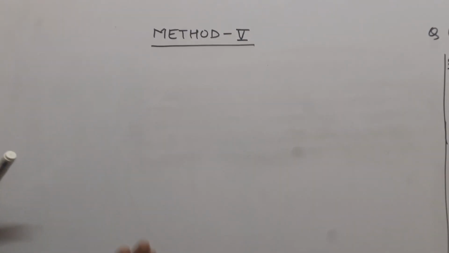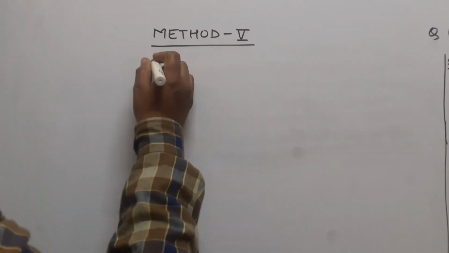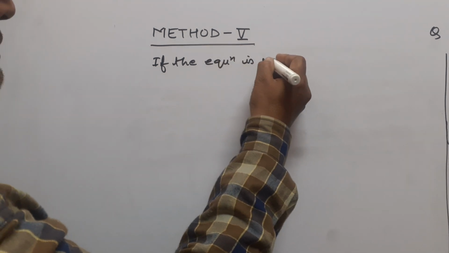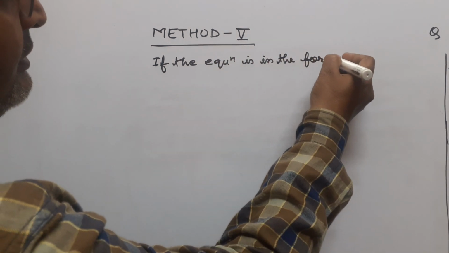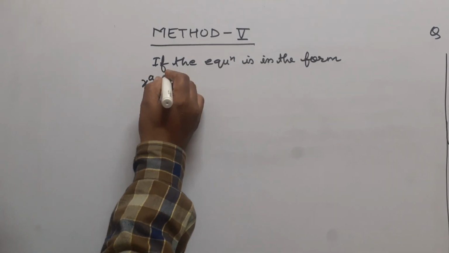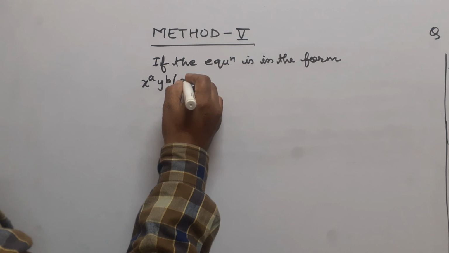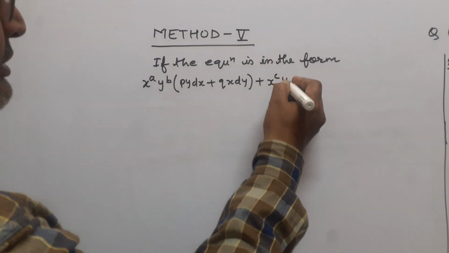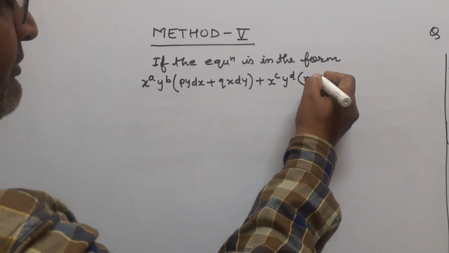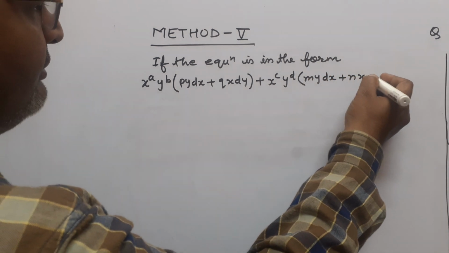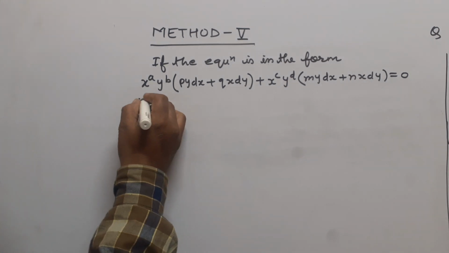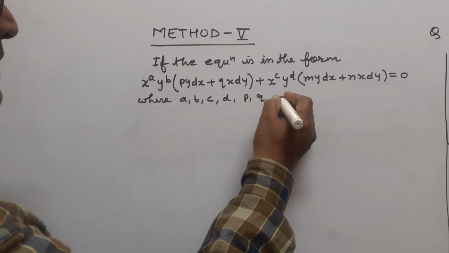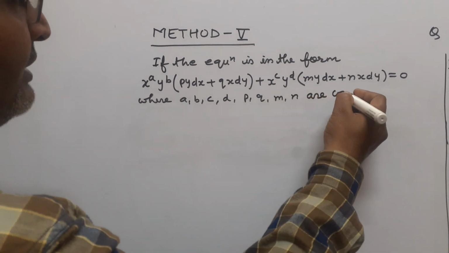Now we learn about method 5. If the equation is in the form x^a y^b (py dx + qx dy) + x^c y^d (my dx + nx dy) = 0, where a, b, c, d, p, q, m, n are constants.